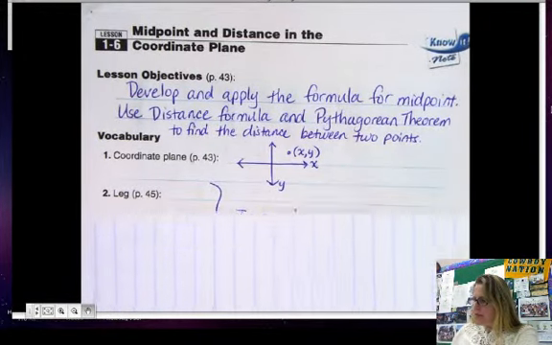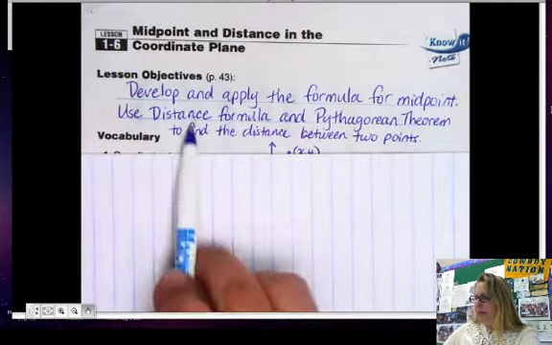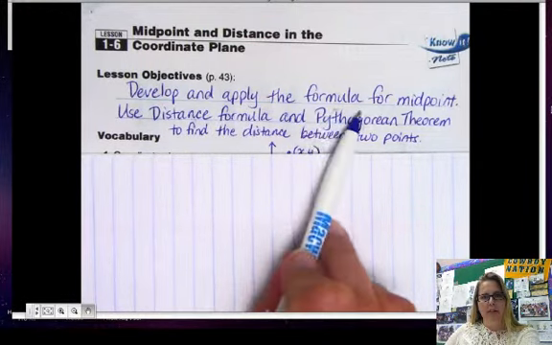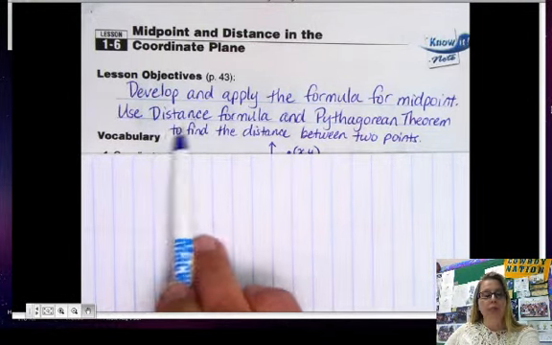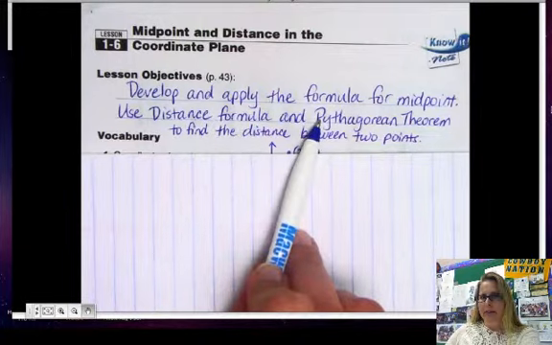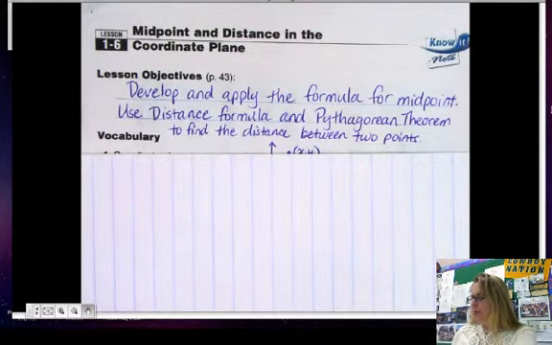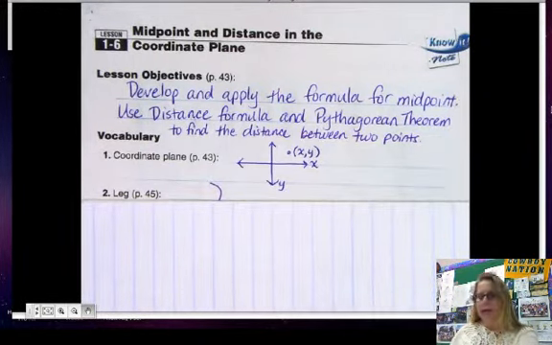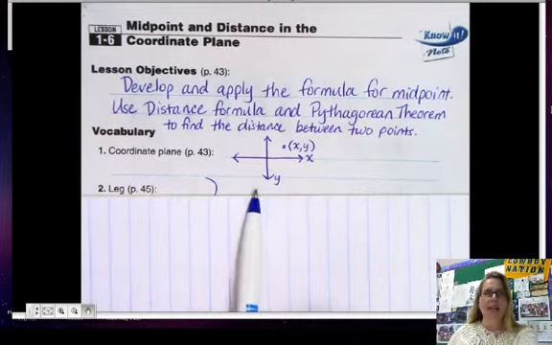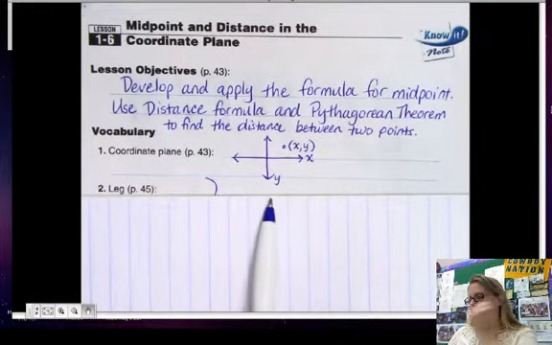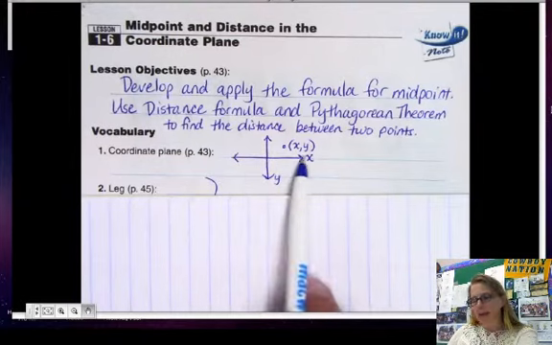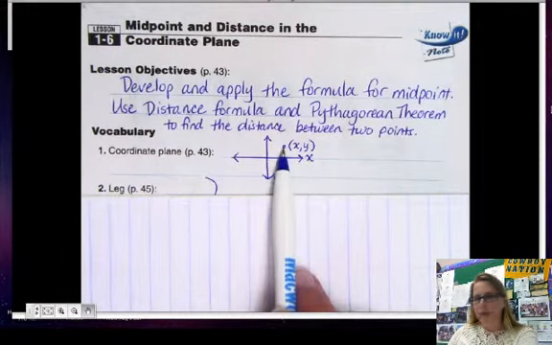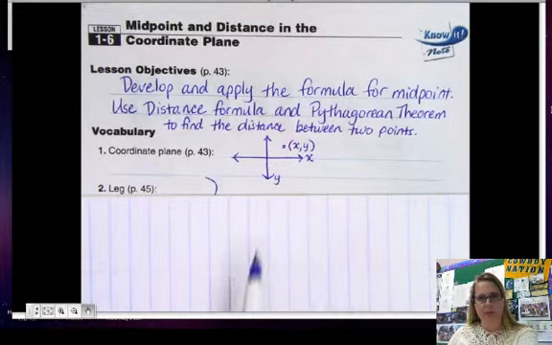First of all, our lesson objective for today is to develop and apply the formula for midpoint. Also, use the distance formula and the Pythagorean theorem to find the distance between 2 points. A coordinate plane is something that you've used lots and lots of times before in previous years. It's just where you have the x and y axis and you're able to plot a point on the graph using an x and y.